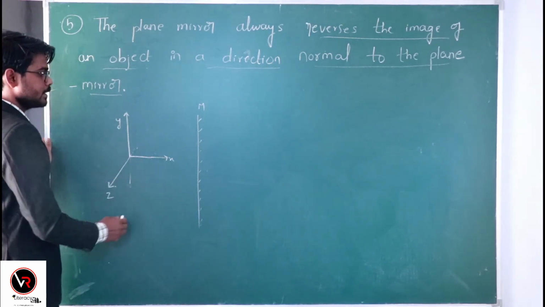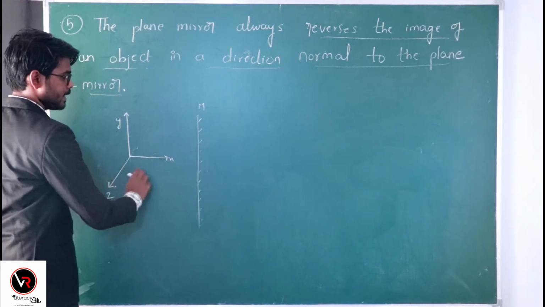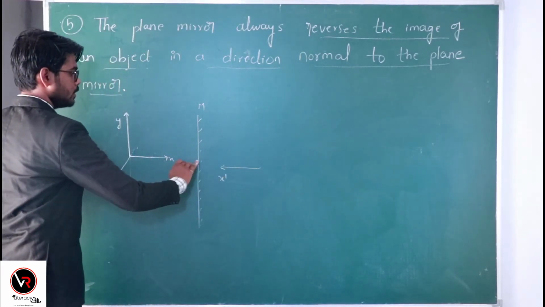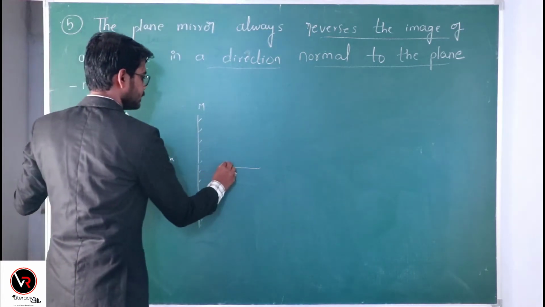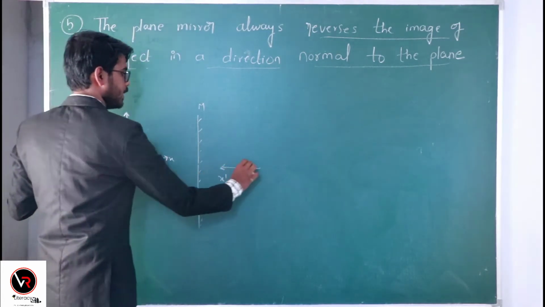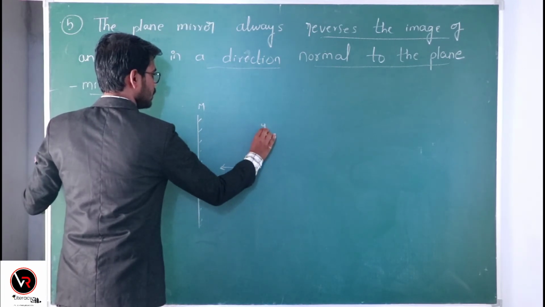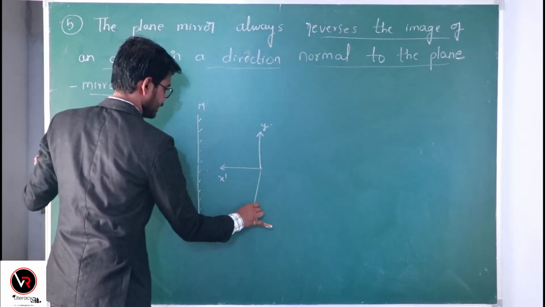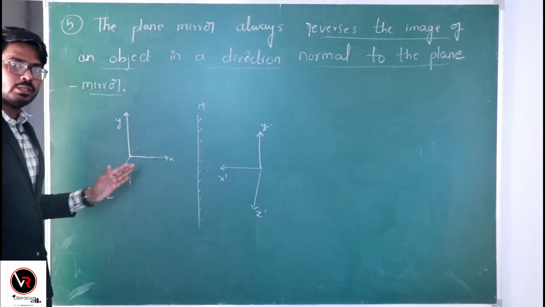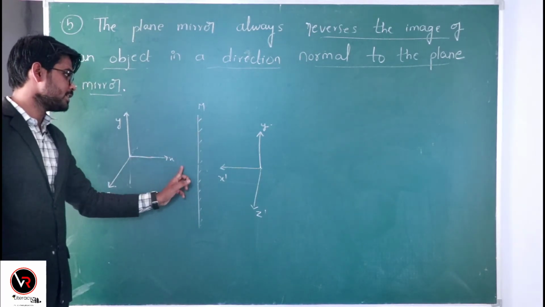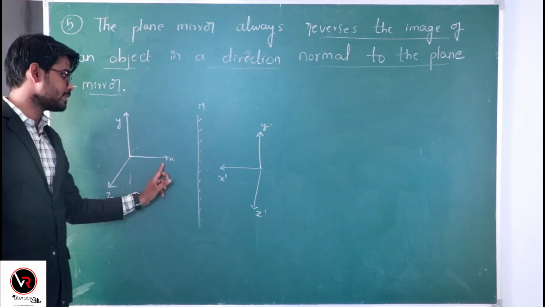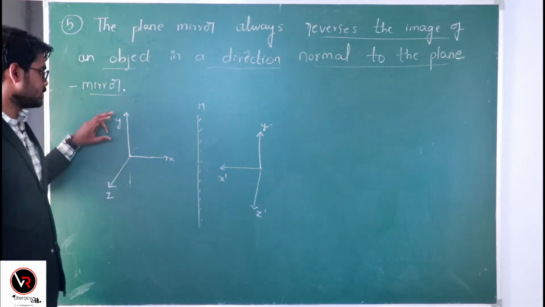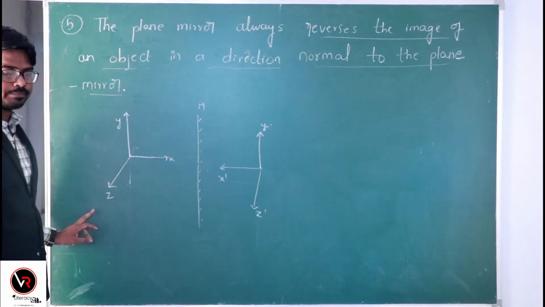So how do we get the image? This plane mirror reverses this X axis, and you get the image of the X axis like this, in the direction normal to the plane mirror. The image of the Y axis you get as it is. There is no inversion parallel to this plane mirror, and you get the image of the Z axis like this. So here the plane mirror reverses the direction normal to it. Only the X direction is reversed. This is the front back reversal effect. It does not reverse Y and Z.